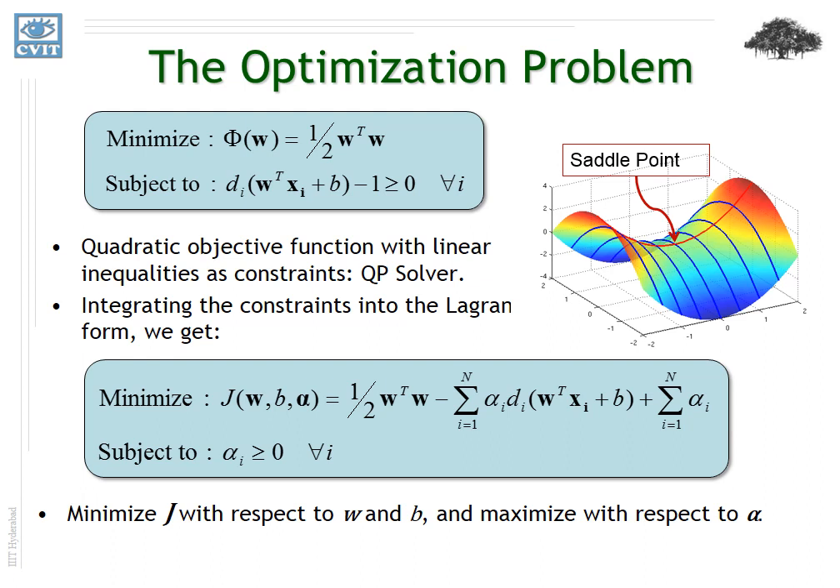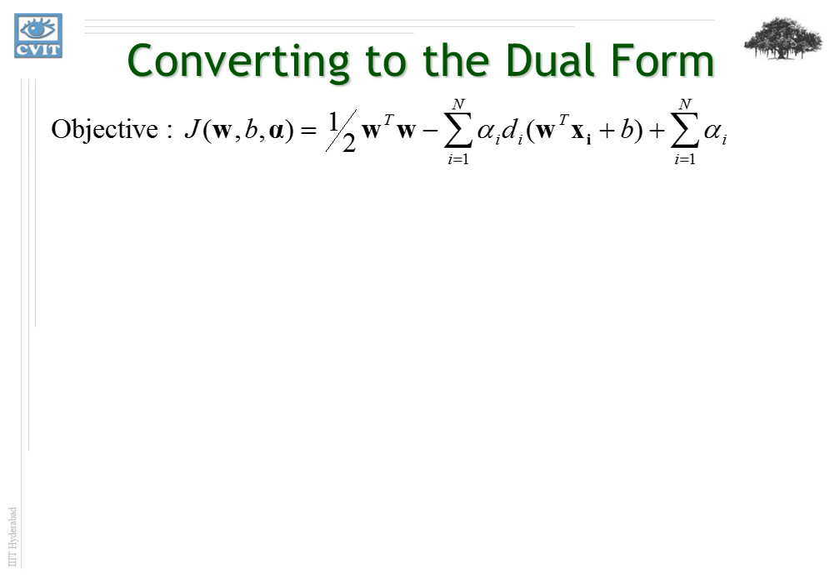Now let's try to understand this function J a little better. This is the objective function once again written. It is half of w transpose w minus sigma i equal to 1 to n alpha i di (w transpose xi plus b) plus sigma i equal to 1 to n alpha i.